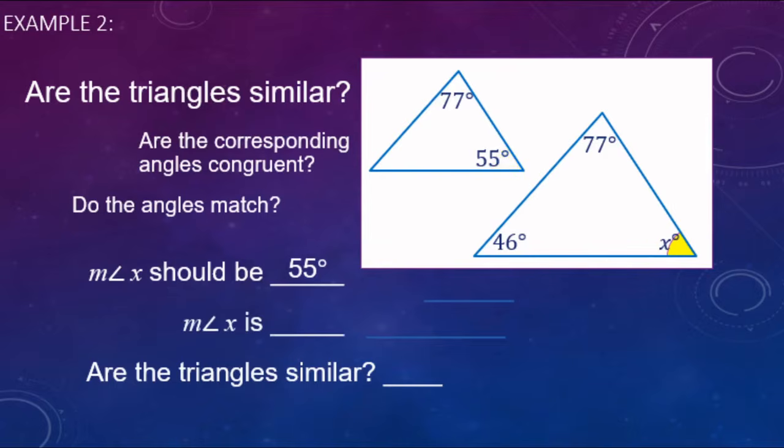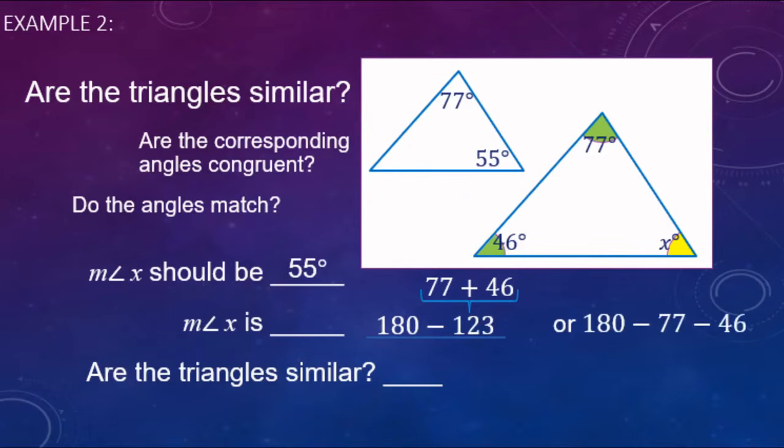So now let's actually calculate the measure of angle X. Again, interior angles of a triangle add to 180. So we're going to subtract the two other angles, the green angles, from 180. So the 77 plus the 46 makes 123. Of course, you could do it like what we did on the last example, where we just subtract 180 minus the other two, looking like this. Either way, X actually equals 57 degrees. So are these two triangles similar? No. If they were, X would be 55 degrees, but instead it's 57 degrees.